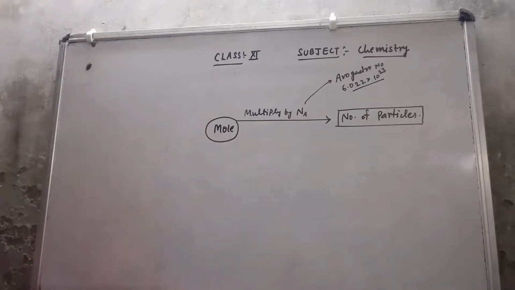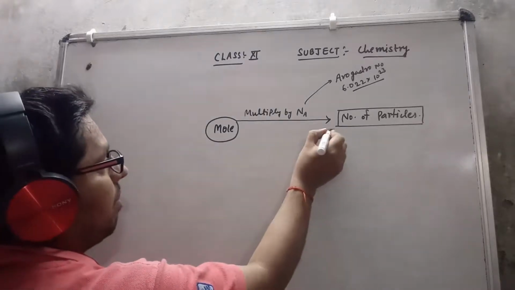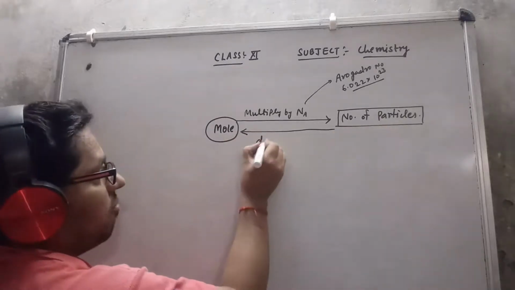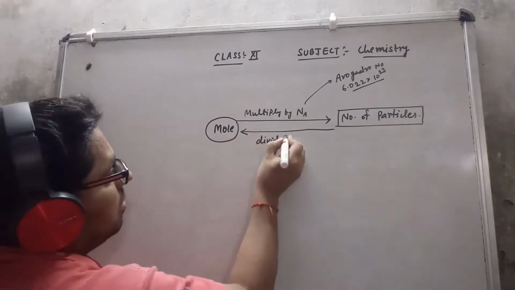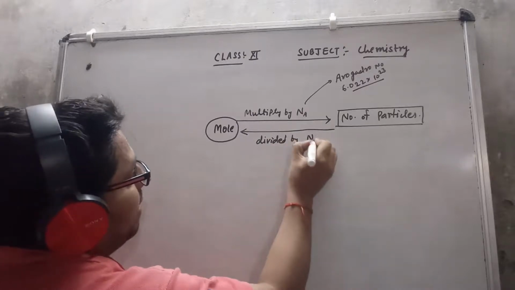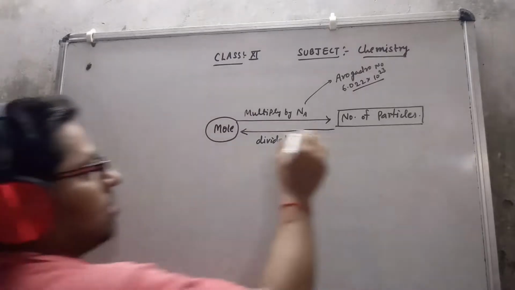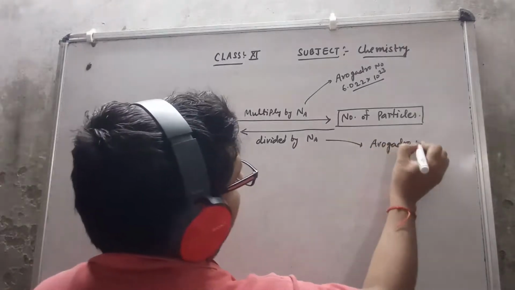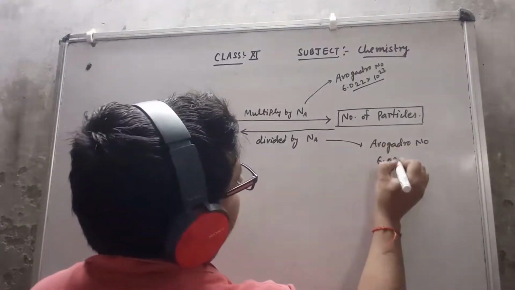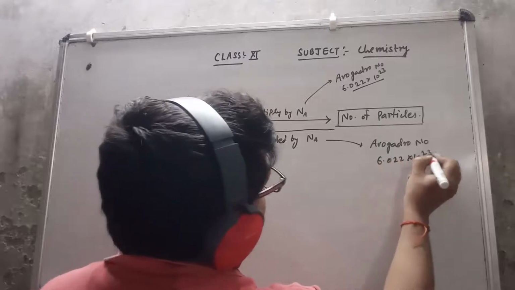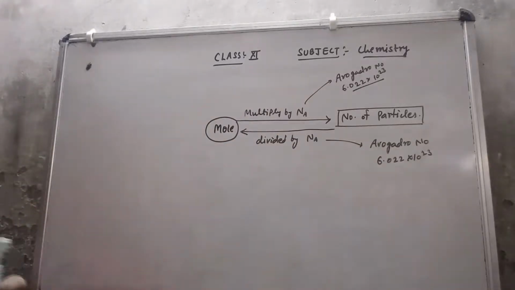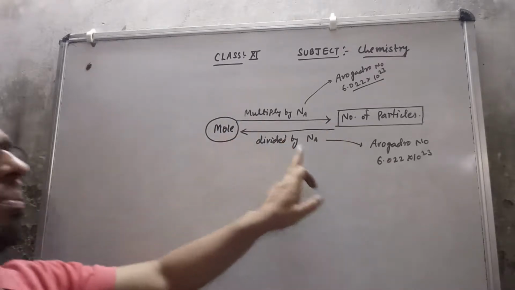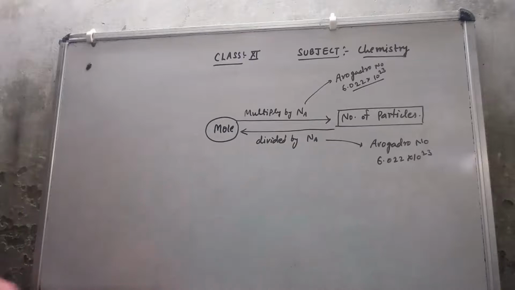Same thing, suppose I want to convert the number of particles into mole, then the number of particles is divided by Avogadro number. Again I mention, this is the Avogadro number, and its value is 6.022 into 10 to the power 23. That means if I want to convert the number of particles into mole, I will divide by Avogadro number. Now this is the first thing.